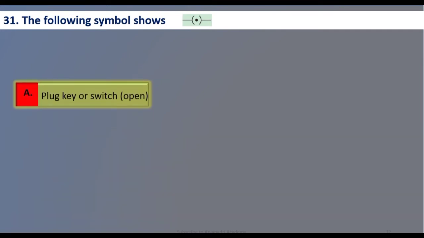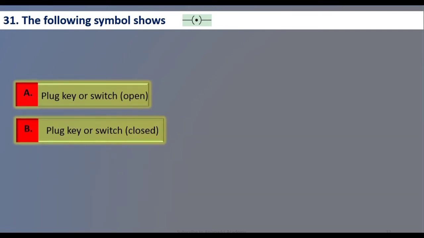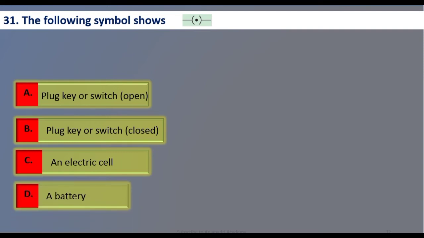The following symbol shows plug key open, plug key closed, an electric cell, a battery. Yes, it is the symbol of plug key closed. Option B is the right answer.